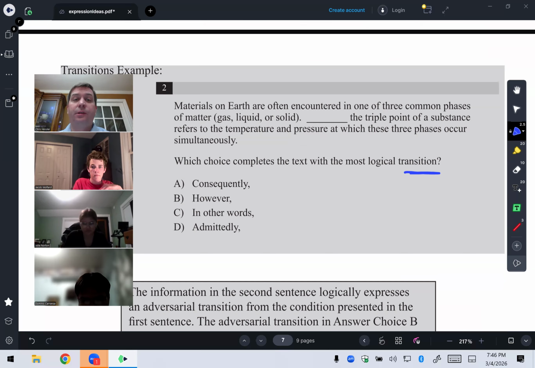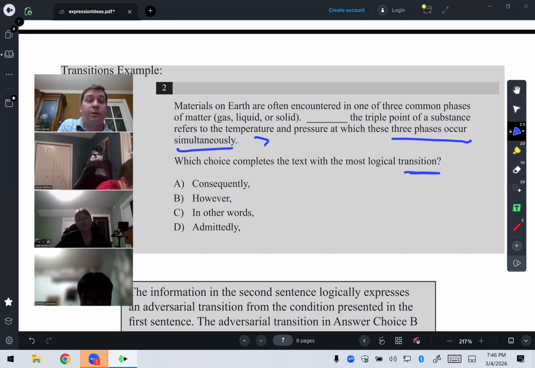So my first sentence, materials on Earth are often encountered in one of three common phases of matter: gas, liquid, or solid. So if the next sentence were something like, yeah, and that's what we have on Earth, just gases, liquids, or solids, I wouldn't need an adversarial transition to show me that this is surprising. It's surprising to me that all three phases can occur simultaneously. That sounds interesting and surprising. I need to indicate that with however.